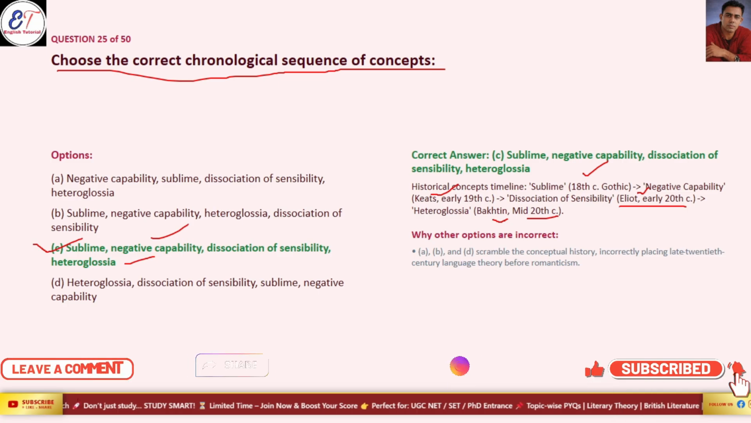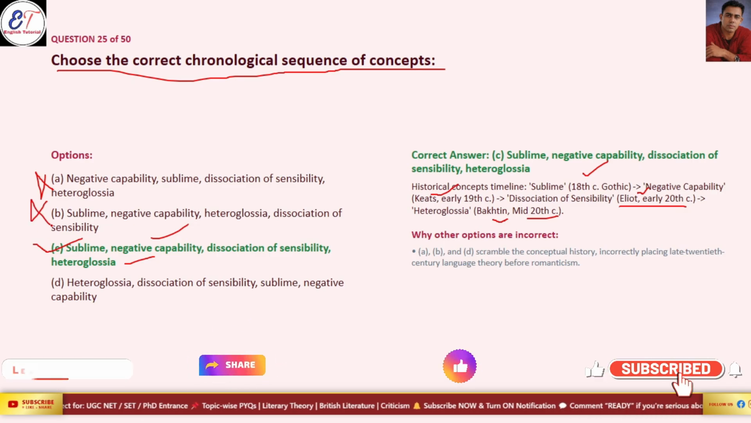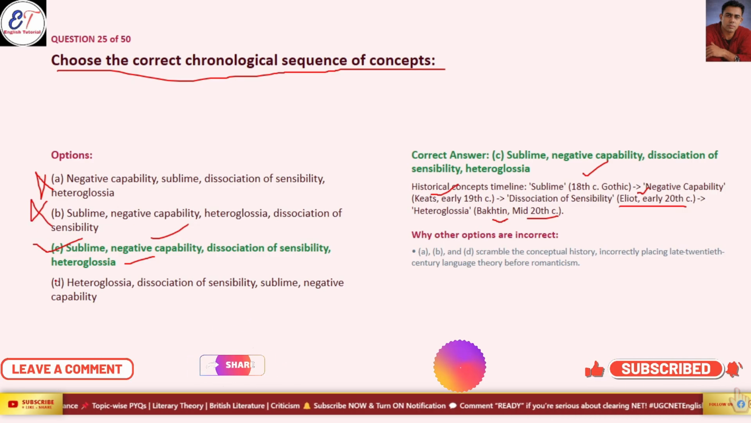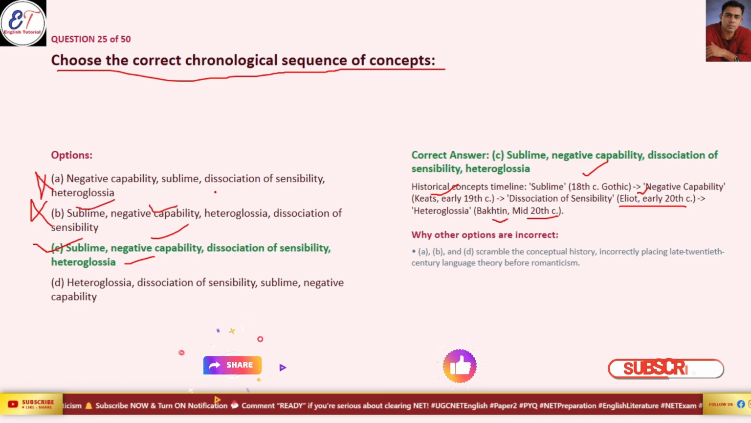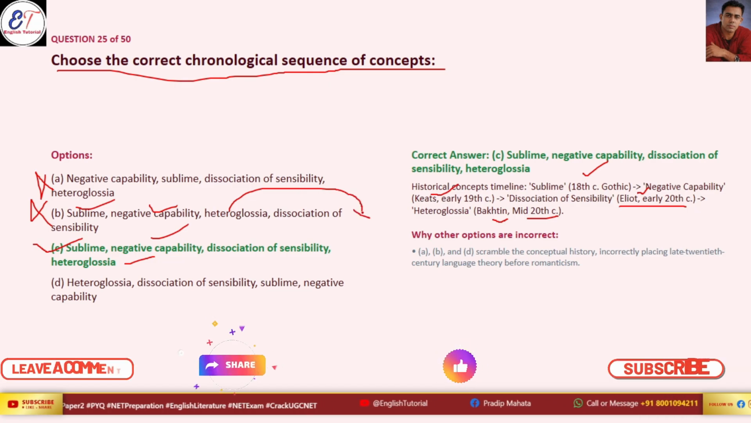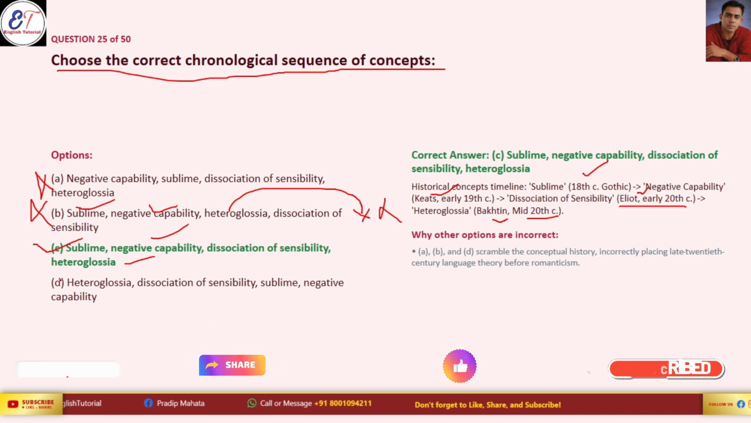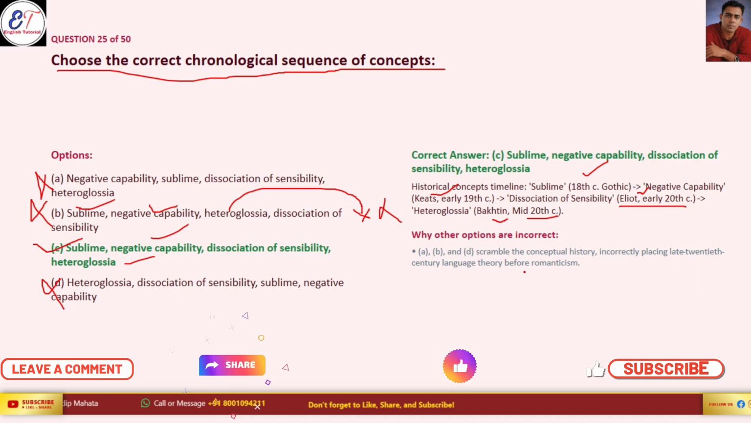Okay, so let's see the other options. Here negative capability is first, which is not the first one. Then sublimity is first, but negative capability comes after that, and here is a wrong one. Heteroglossia should be last, but it is given in the third position. So this one is also wrong. Then here sublime is not at first, so this one is wrong.